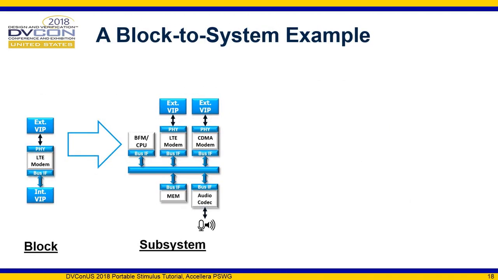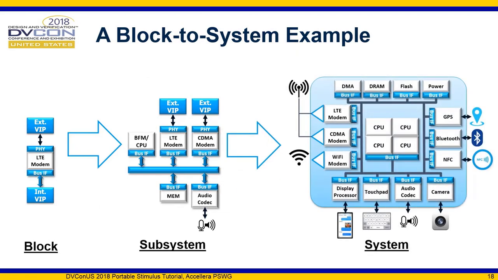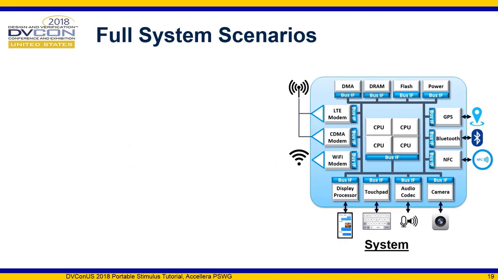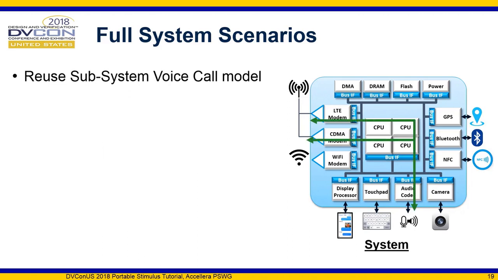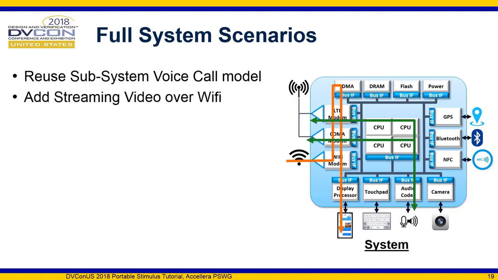So that was taking us from the block level to the subsystem level. Now let's push on up to the full system level. So this slide is a brief overview of what I'm going to do in the next few slides. At the system level, we're going to reuse that subsystem test, audio codec plus 2 modems, at the full system level. But now we have 4 CPUs. The tool has a lot more freedom to go decide who runs what. We're going to add a scenario where we're going to stream a video over Wi-Fi. So that'll involve a Wi-Fi modem, a DMA, and then the display.